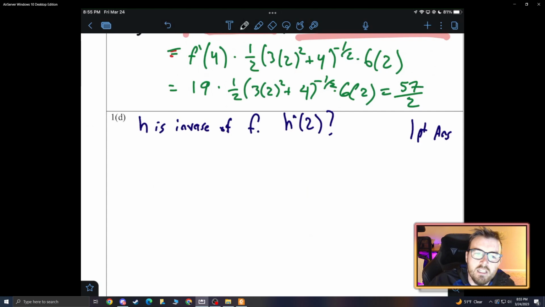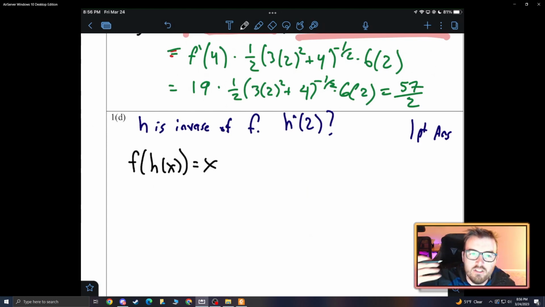What does it mean to be inverses? What it means to be inverses is that when you plug the inverse into the original function, when you plug h into f, you will get the answer x. That's what inverses do, because they undo each other, right? The inverse of addition is subtraction, and the inverse of multiplication is division. They just undo each other. So f undoes h, and you're just left with x, right? The f and the h cancel one another out, and you're just left with x, okay?